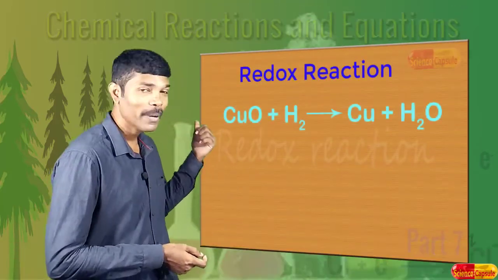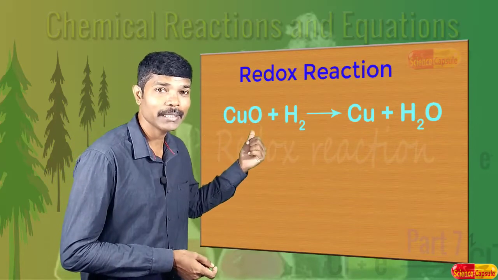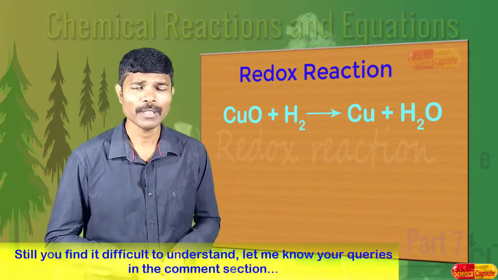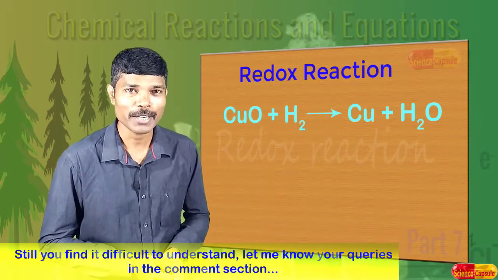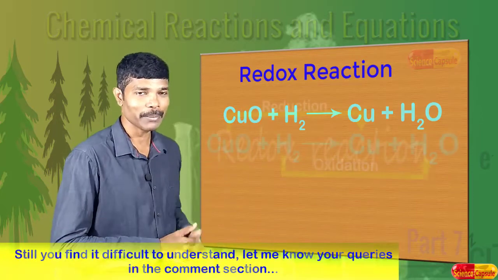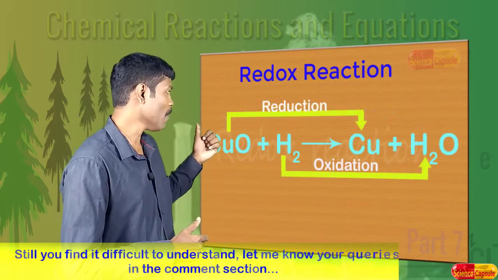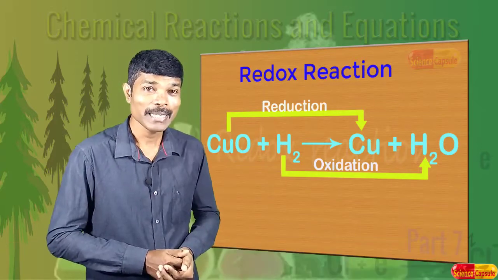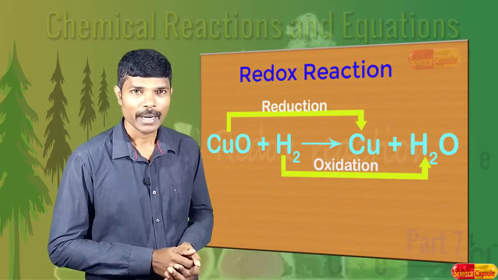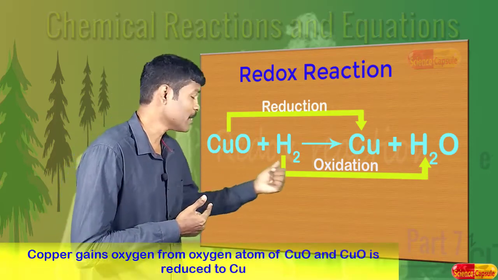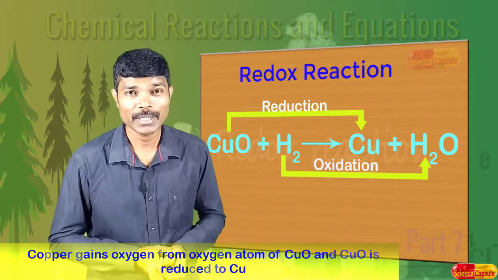Here you see copper oxide when reacts with hydrogen gives copper atom and water is formed. This is one of the familiar examples of redox reaction. Here we try to find out the oxidation process and the reduction process. Here you see copper oxide to copper, an arrow mark is there, right? So this is the reduction reaction. Now we see the oxidation reaction here. Hydrogen changes into water, this is oxidation reaction.